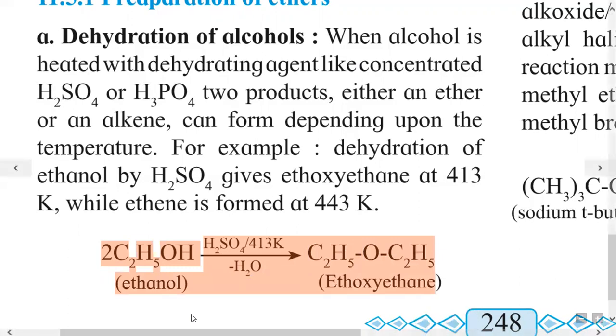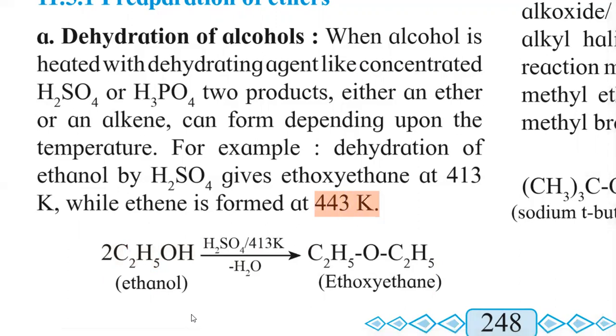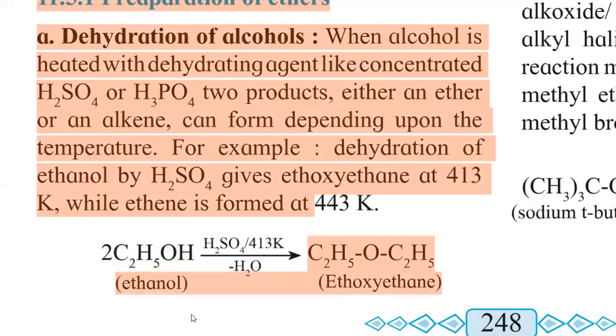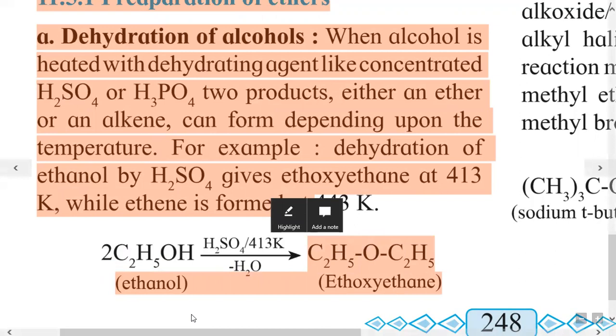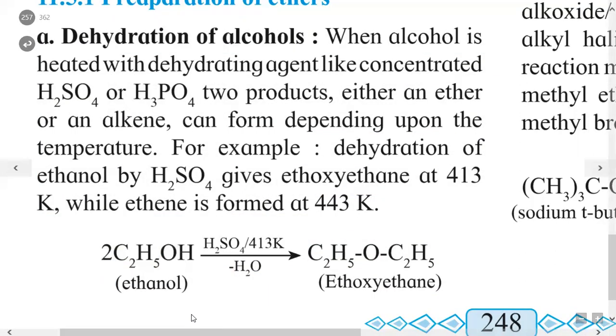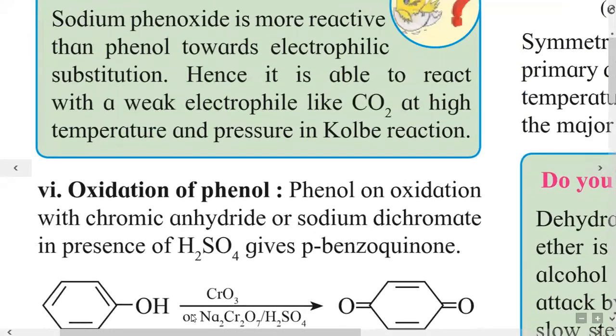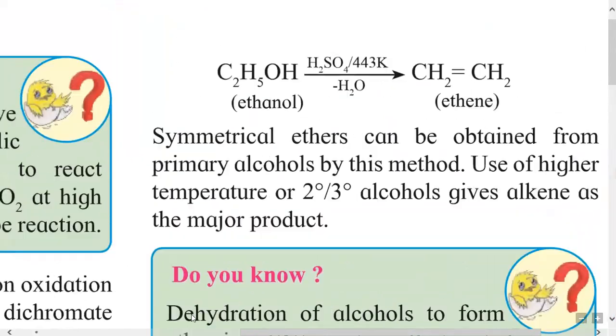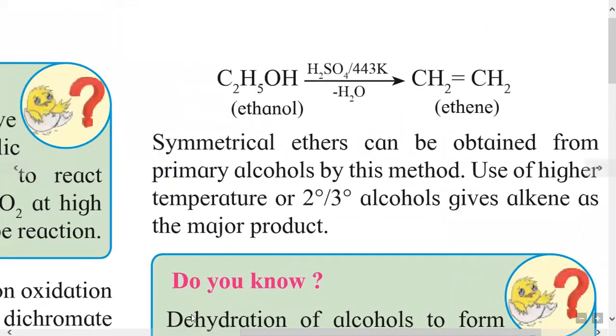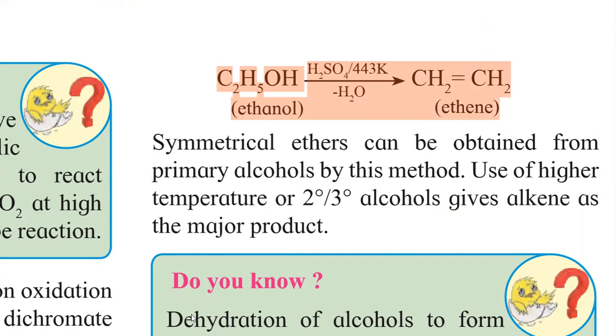But if the temperature is changed to 443 Kelvin, then instead of ether, we will get ethene. So that is the difference in the temperature condition for this reaction. This reaction is given here. Here, this ethyl alcohol molecule, when heated with concentrated H2SO4 at 443 Kelvin, gives alkene. So both are dehydration reactions.